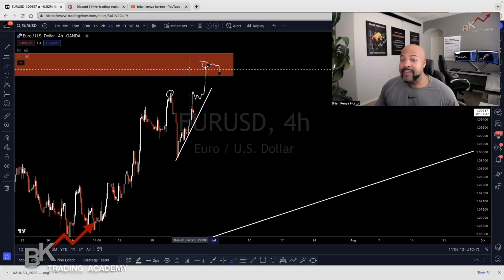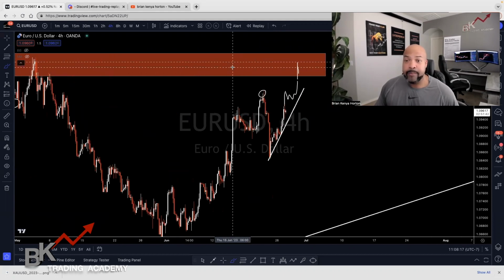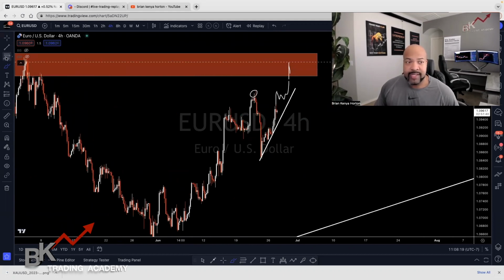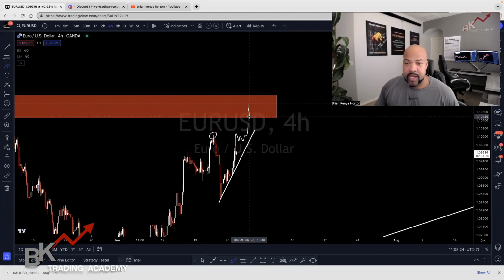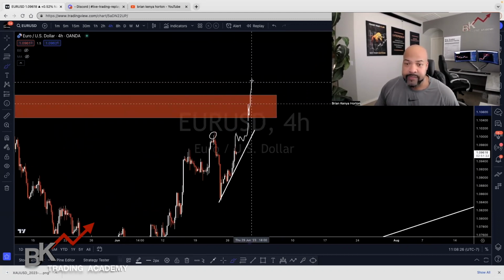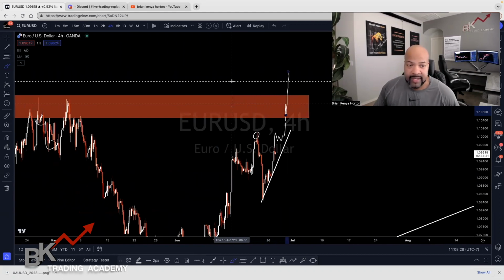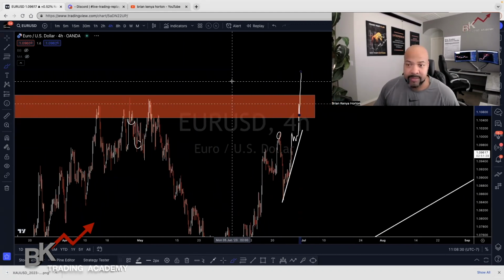Okay. Now, if it doesn't happen that way, then what I would be interested in is a break and retest. So just as I mentioned to you before, here's our break and retest. It will look something like this. Price is eventually going to break above it. We're going to look left to see where it can possibly go.